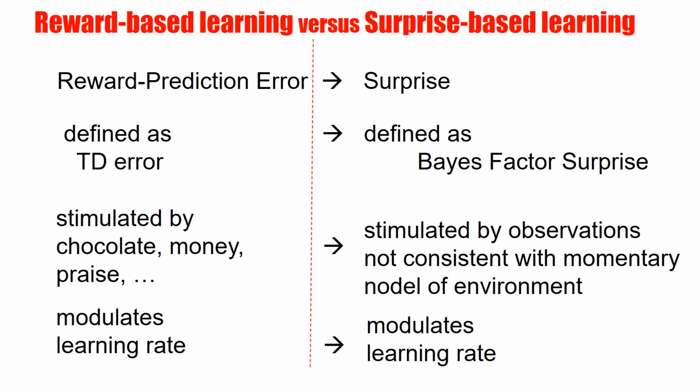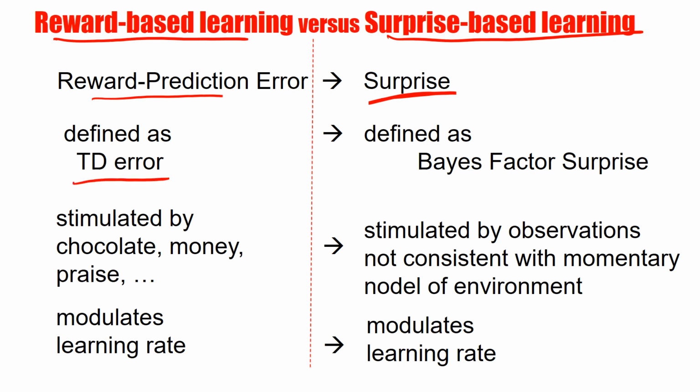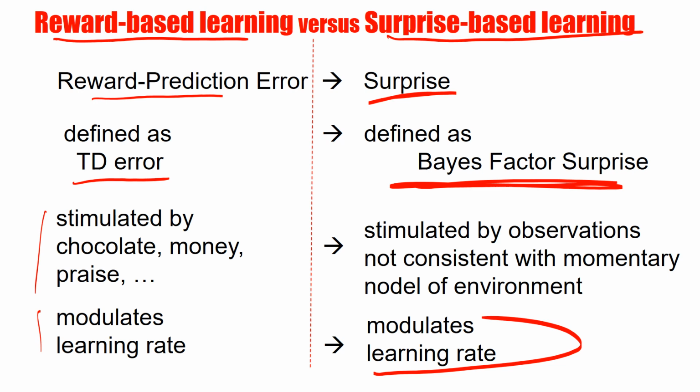So let's compare. So we have reward-based learning with a reward prediction error. We have surprise-based learning driven by surprise. Reward prediction error is defined as a TD error. Surprise is the Bayes factor surprise that we have seen. We know how to stimulate reward or reward prediction error. It's stimulated by chocolate, by money, by praise, and this modulates the learning rate. We know how to stimulate surprise. It's stimulated by observations that are not consistent with the momentary model of the environment. An observation that violates expectations. And then these violations give surprise, and surprise modulates the learning rate.